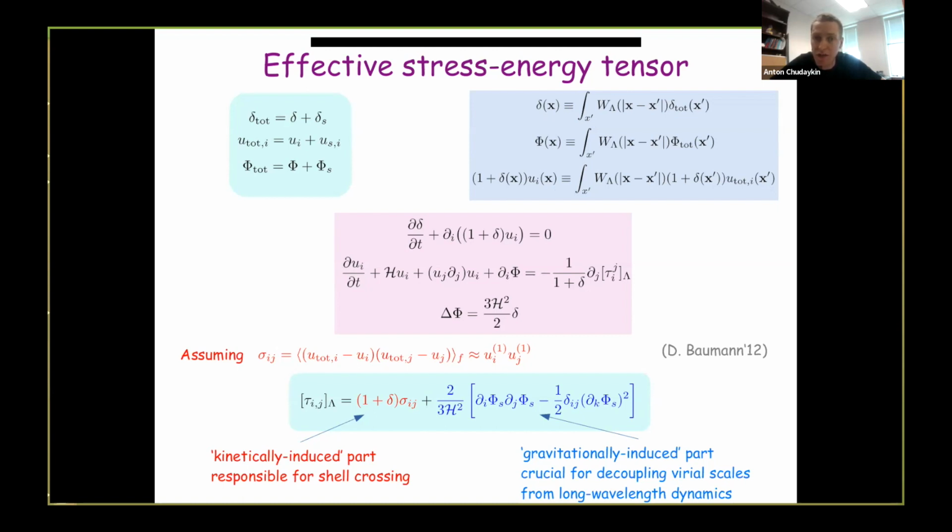Each is described by the stress energy tensor of a spherical fluctuation, and it consists mainly of two parts. The first one is called the kinetically induced part. It is responsible for the formation of the shell crossing. The second part is called the gravitationally induced part. It's crucial for decoupling of the virial scales from the long wavelength dynamics, and it should also be taken into account, as there is no theoretical reason that this contribution should be 0. We make a very important assumption about the dispersion of the velocity field in the kinetically induced part: we assume that the velocities of the flows don't change significantly in the shell crossing. This allows us to express the dispersion velocities in terms of quantities in the perfect fluid approximation.